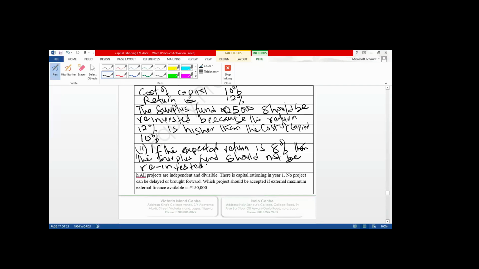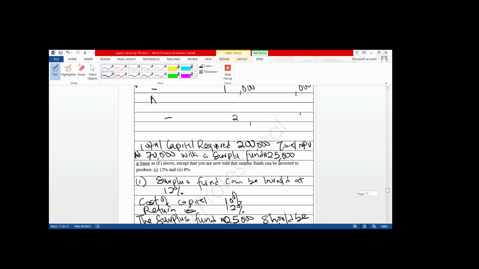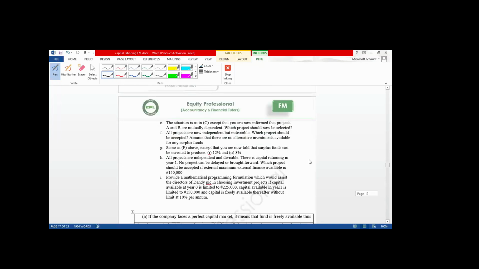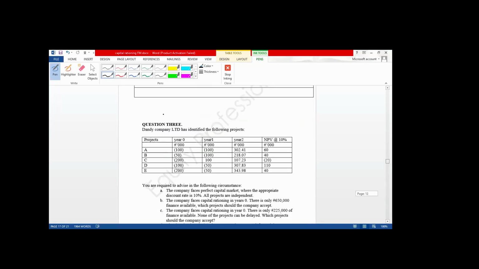If external maximum finance available is 150,000. Now let's go. Examiners have shifted the goalpost to year 1.